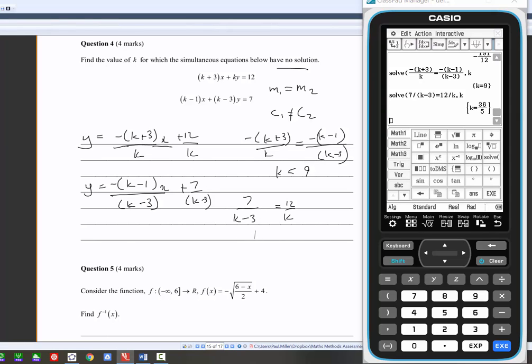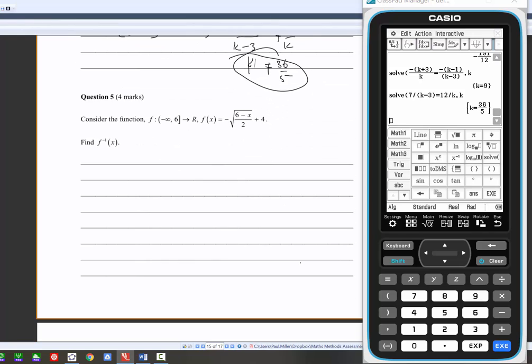K is equal to 36 on 5, but this is actually when they're not equal. So not. All right, so the value of K for which the simultaneous have no solutions is when K is equal to 9 and K is not 36 on 5. If it's 36 on 5, what I believe will happen is it'll be the same line. Yes, it will.